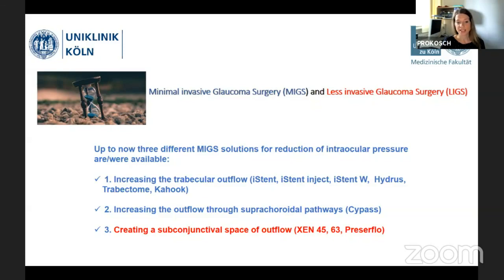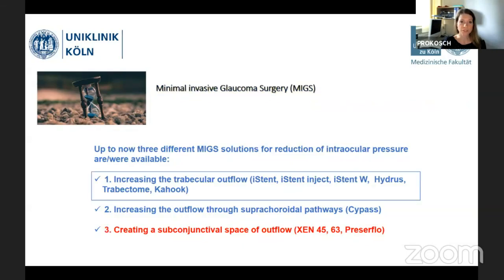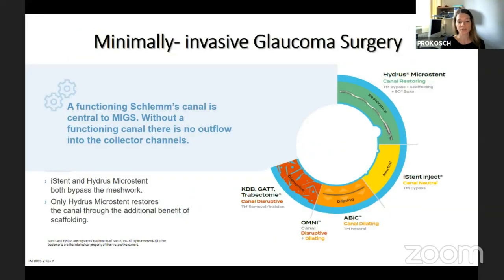There might be increasing the outflow via the suprachoroidal space by means of CyPass, which has been taken off the market, or the iStent Supra, which is kind of similar, or creating a subconjunctival space of outflow. So the first one will be increasing the trabecular outflow, and I'll go through it with you.